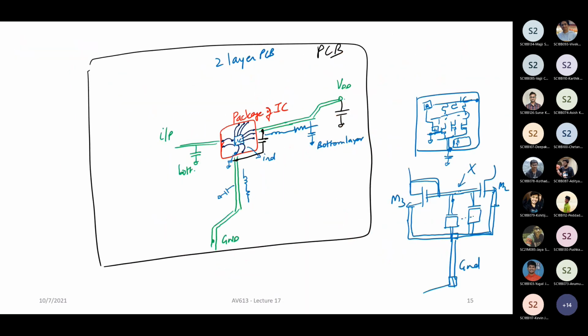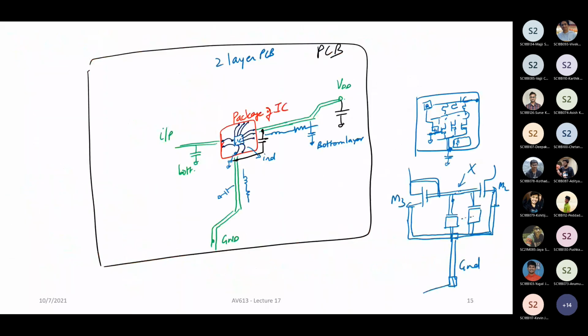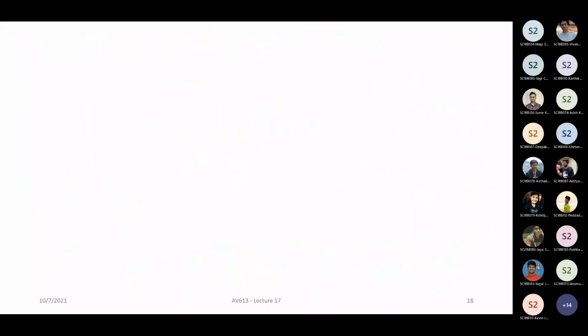Now, I just wanted to point out one thing. If you take a transistor, let's say biased in saturation, and look at the impedance from the drain side, you'll get R0. If you look at the impedance from the source side, what will you get?